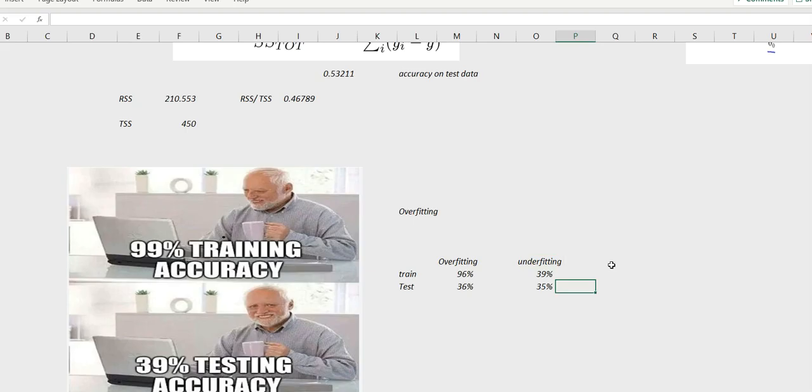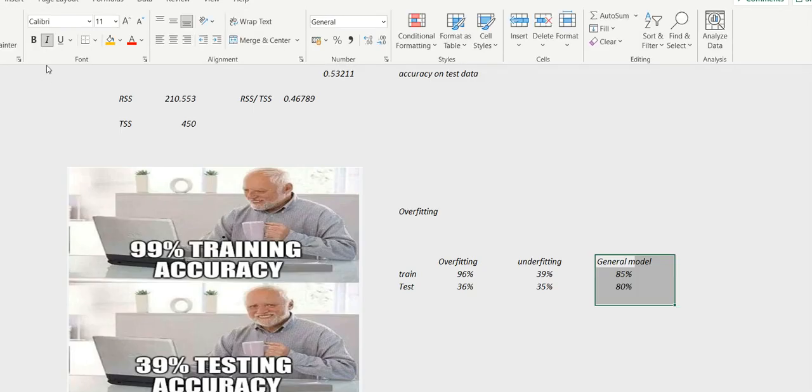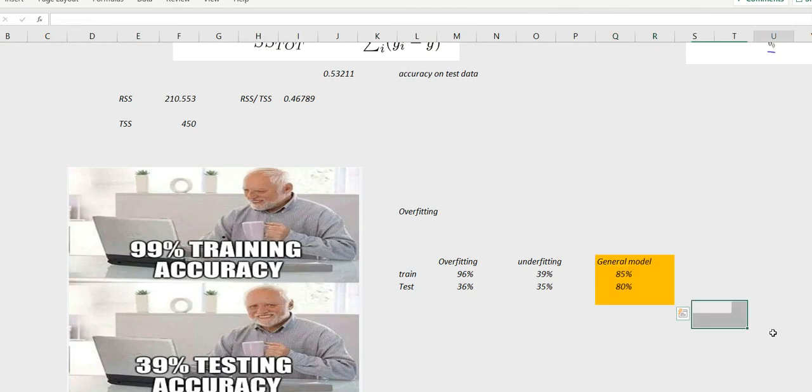We need to find a general model which we can use in real life. That type of model shows 85% accuracy with the train data and approximately 80% accuracy with the test data, then I will accept it, and that is the general model. It means 80% of the time it will give the right result with unknown data. That type of model we require for prediction, and then we can use it in real life problems.